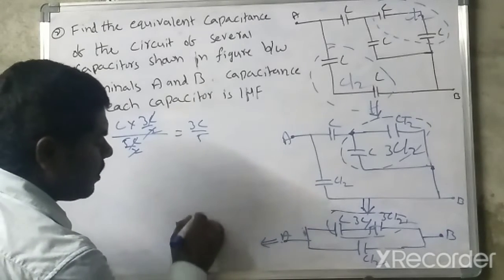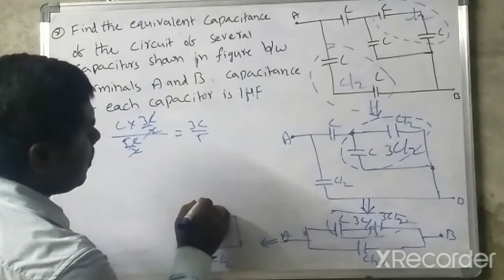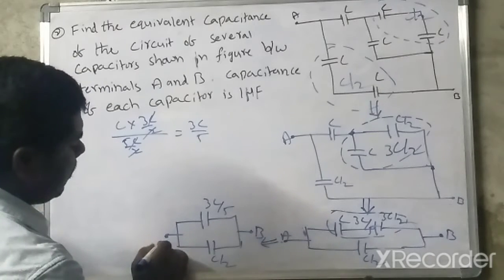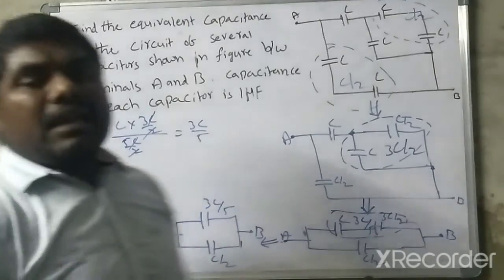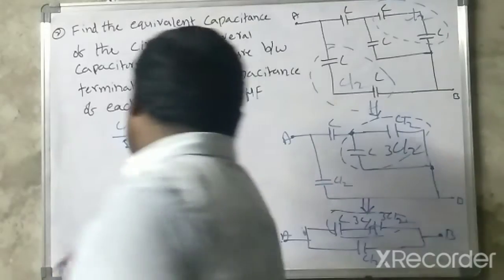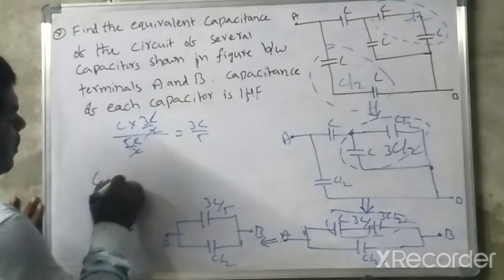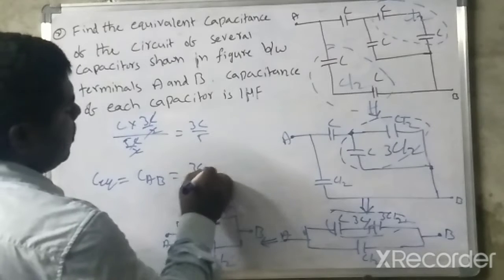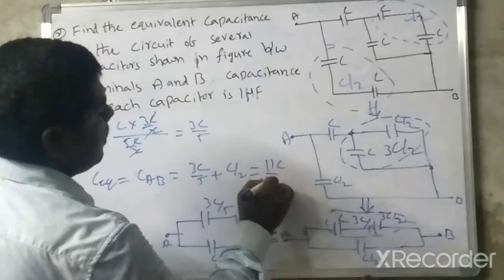So here the C by 2, here the 3C by 5. Now here the point B terminal, here the point A terminal. Now these two are connected again in parallel connection. In parallel connection you may add both capacitor values. So C equivalent, CAB, is equal to 3C by 5 plus C by 2, which is equal to 11C by 10.